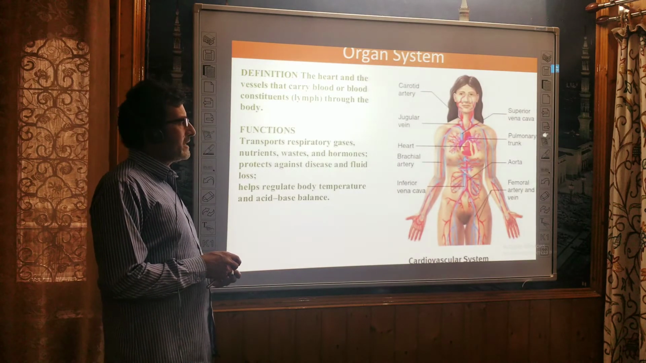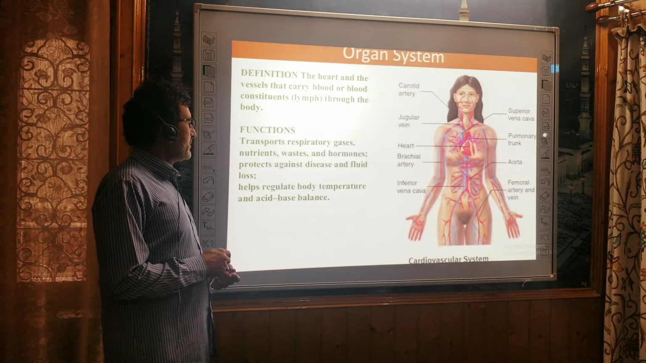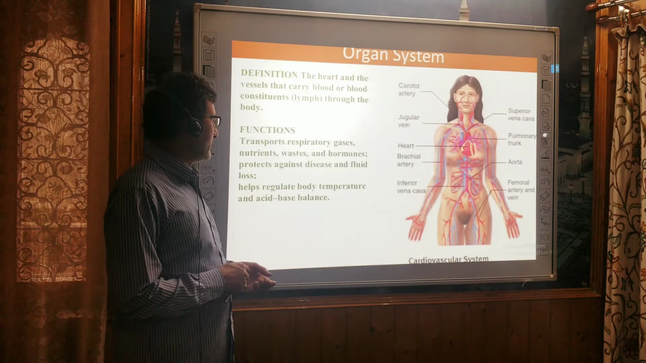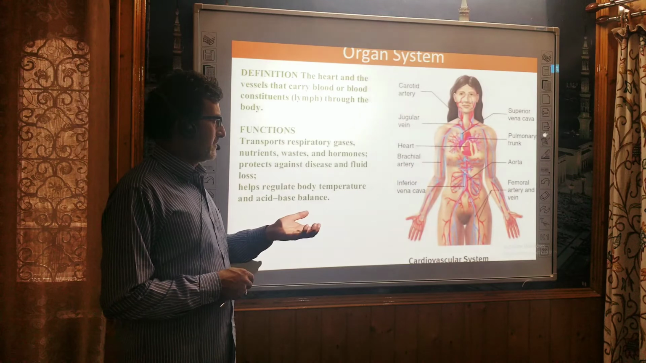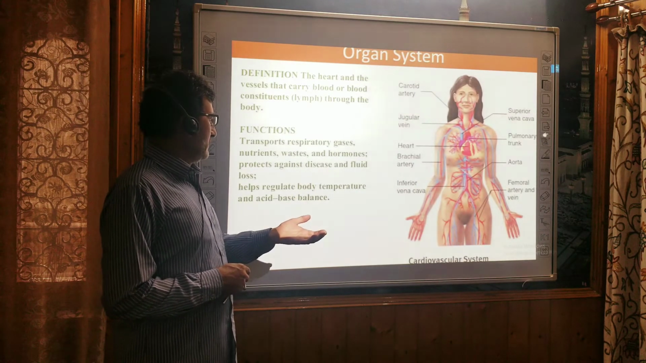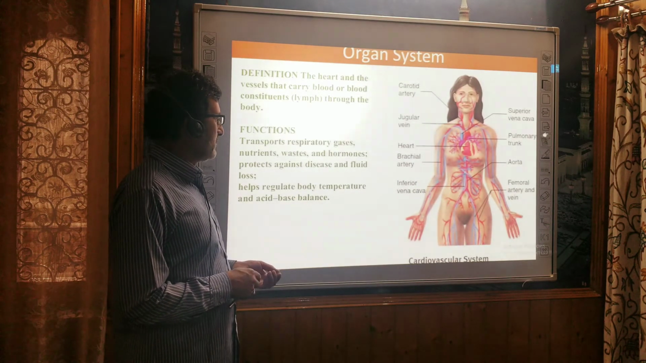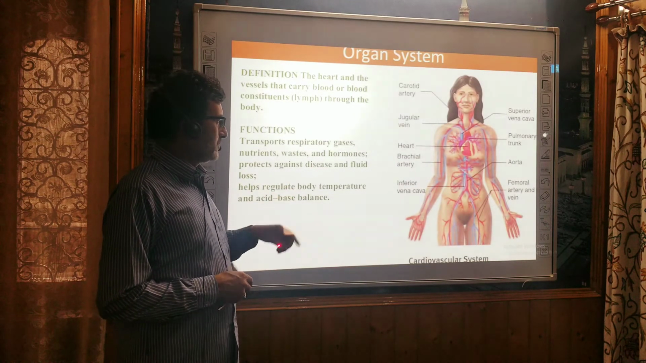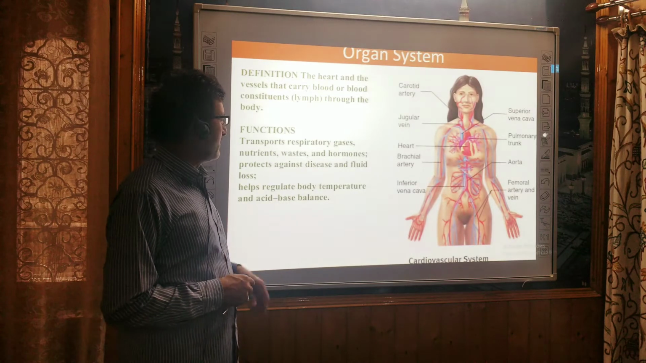Blood transports respiratory gas, that is oxygen. Nutrients, that is food substance which combines in the blood after digestion. Wastes, that is urine, stool, carbon dioxide. Hormones, which are secreted by the hormone glands, are also circulated with the help of blood.